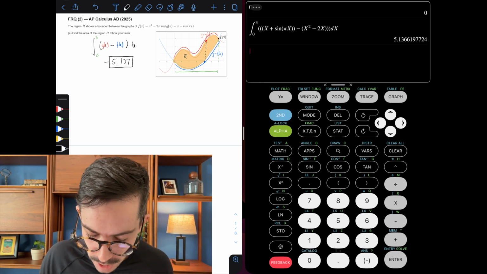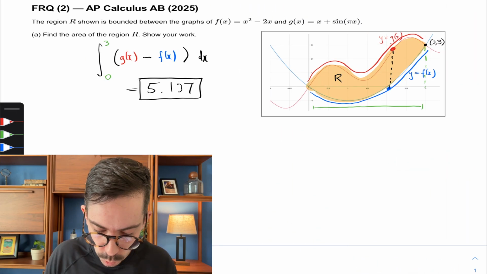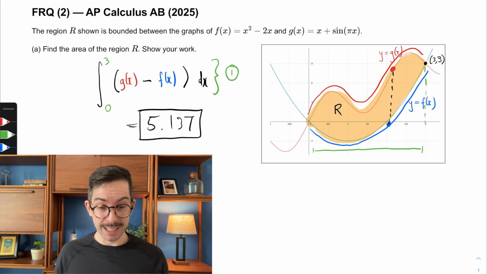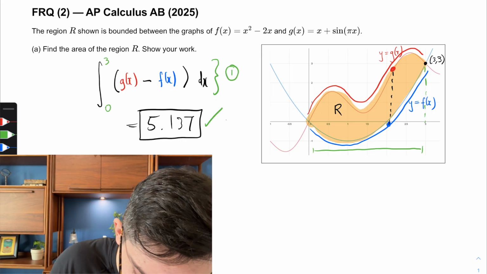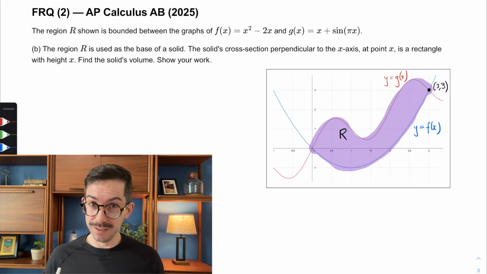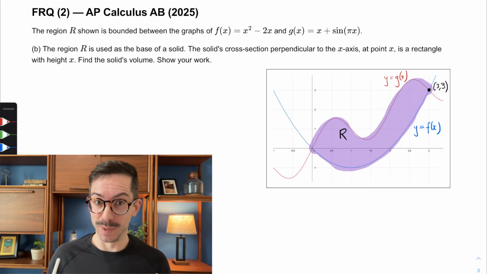And that's it. So how are the points divvied up here? Well, let's take a look. We get 1 point for actually setting up the integral correctly, and we get a second point for our correct answer. Good job.